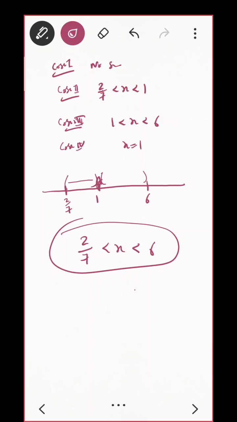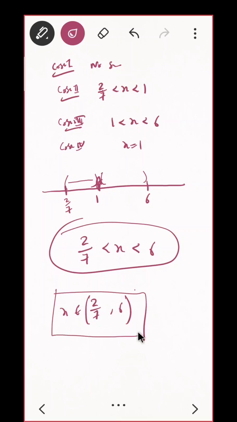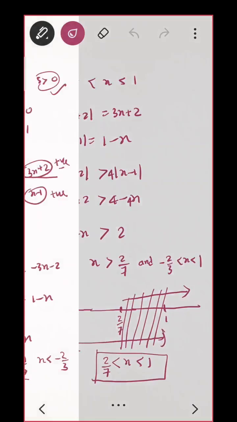Just check it. Are we missing anything? I think we are done, na? So what is the answer? X belongs to the open interval 2/7 comma 6. Perfect. You know about open interval and closed interval, na? We'll be coming to this in detail later. Till now, this is our answer. Is that okay? Do you see how smoothly we did?